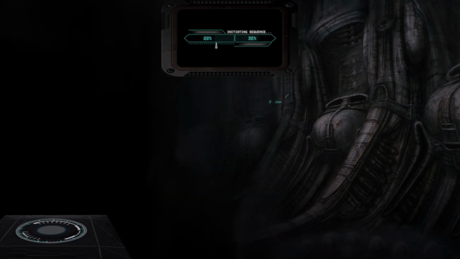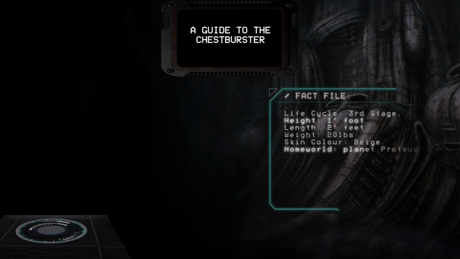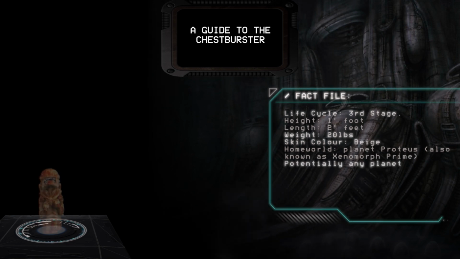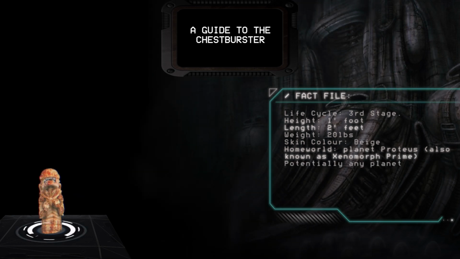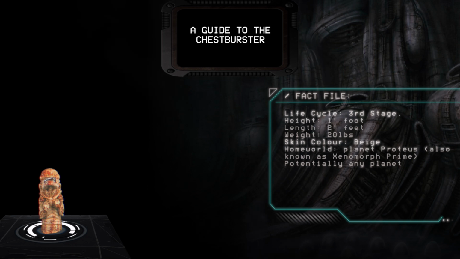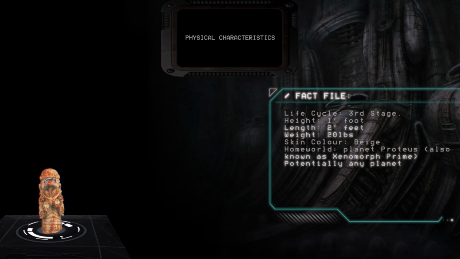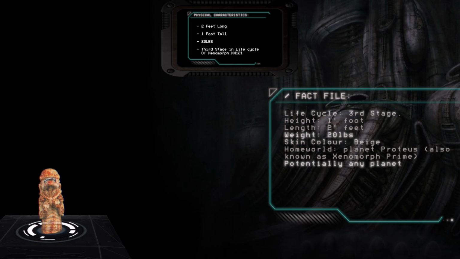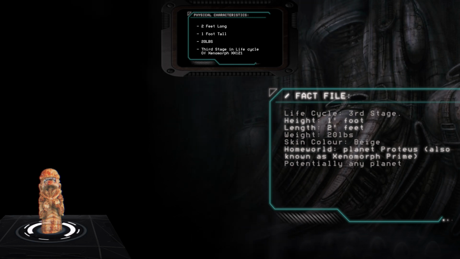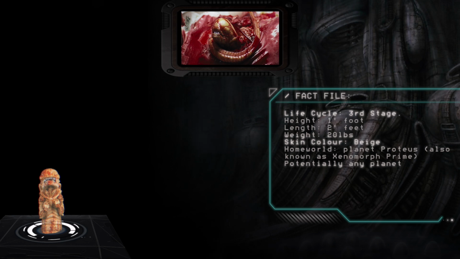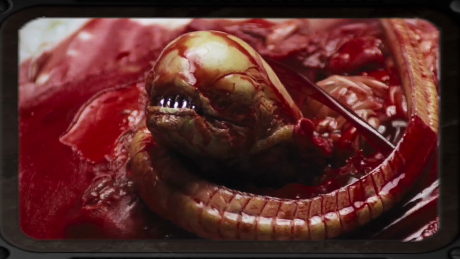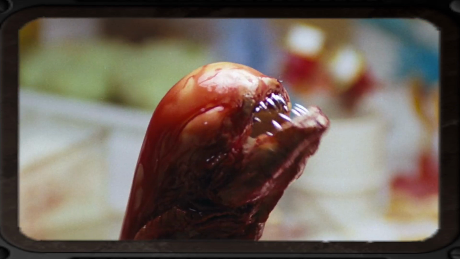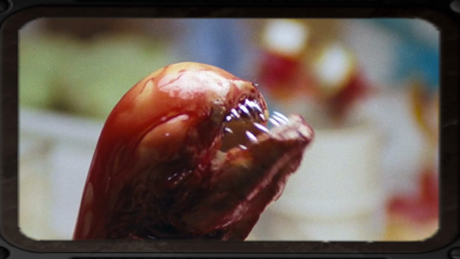Initiating sequence. The Chestburster is the third stage in the life cycle of the Xenomorph XX121 species in its newborn form. Physical characteristics. Chestbursters are approximately 2 feet long from head to tail and around 1 foot tall. They have a brown to beige coloration and a mouth full of needle-like metallic teeth.